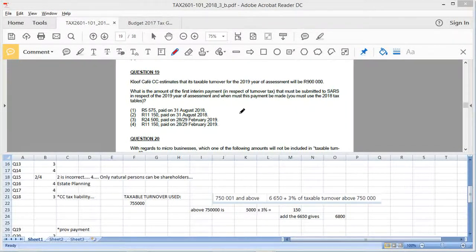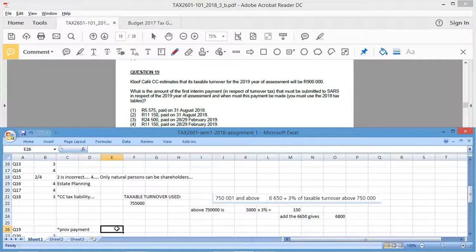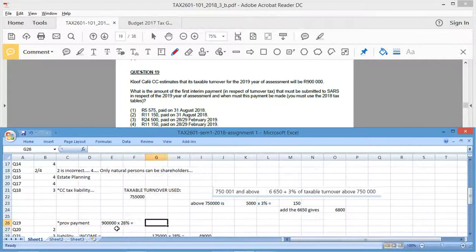This CC is going to be paying tax in line with the company's income tax, so we'll be paying that at 28%. So 900,000 times 28% equals... Okay, if this was an SBC, we would use the SBC tax tables. This isn't, so I'm going to multiply it by 28%. That gives me 252,000. That's 28%.